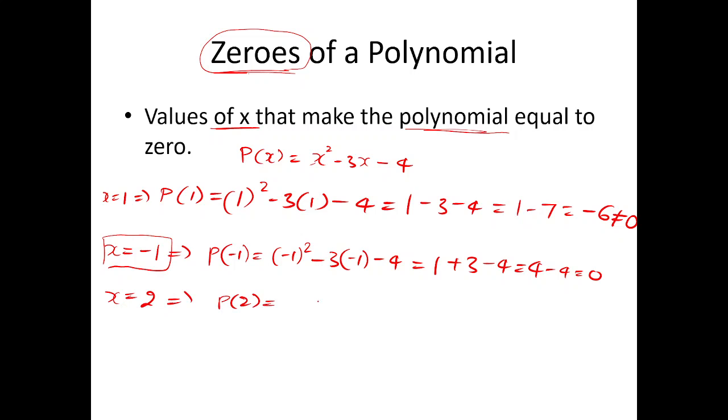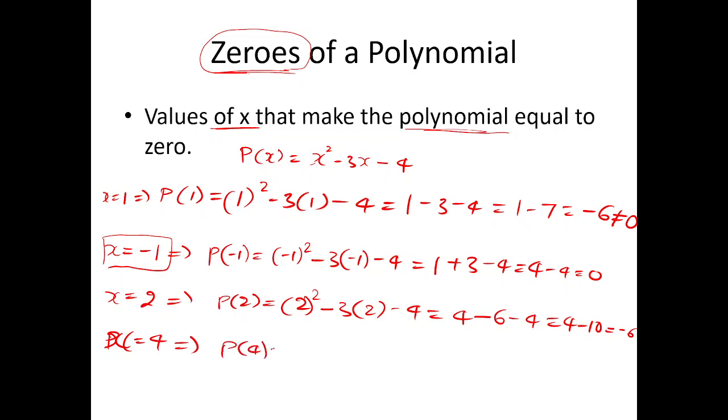P of 2 equals 2 squared minus 3 into 2 minus 4, which is equal to 4 minus 6 minus 4, which is equal to 4 minus 10, which is equal to minus 6, which is not equal to 0, right? If I take x as 4, then what happens? P of 4 equals 4 squared minus 3 into 4 minus 4, which is equal to 16 minus 12 minus 4, which is again equal to 16 minus 16 equal to 0.